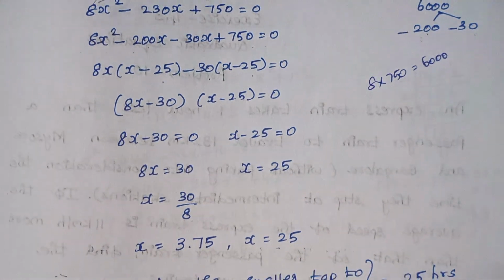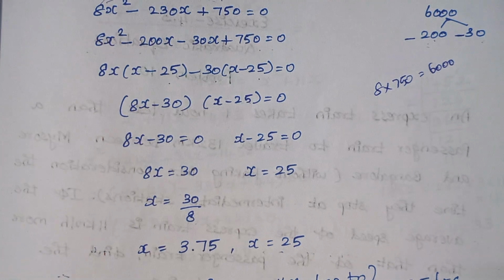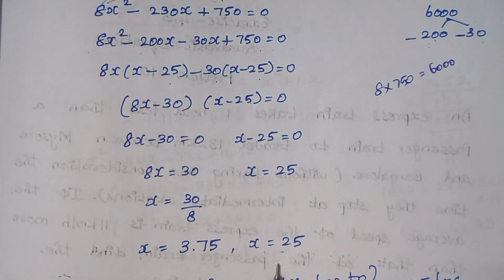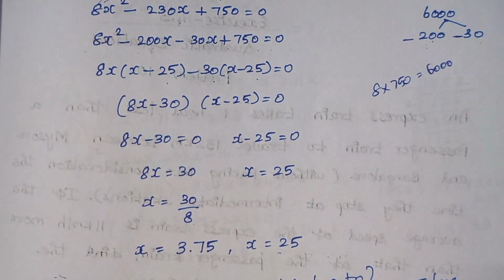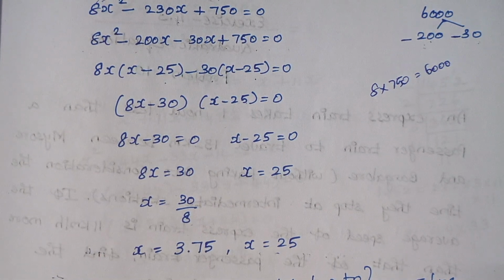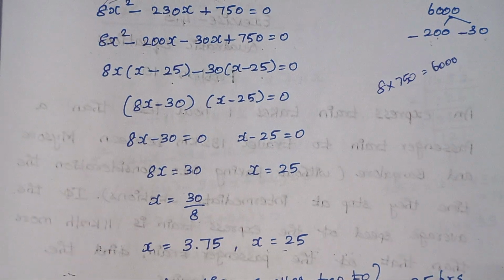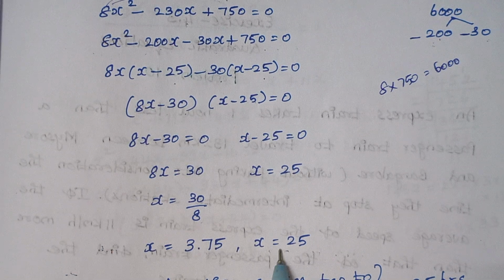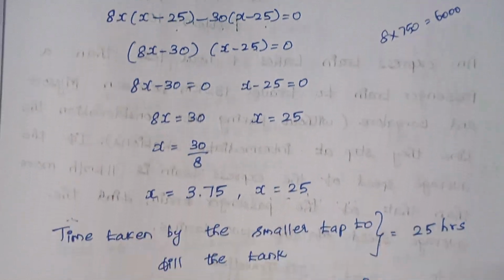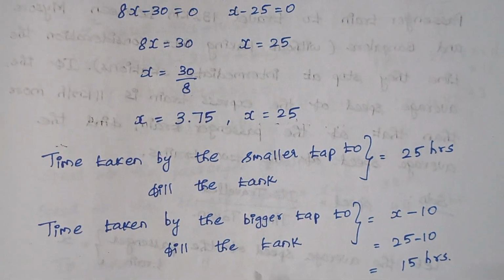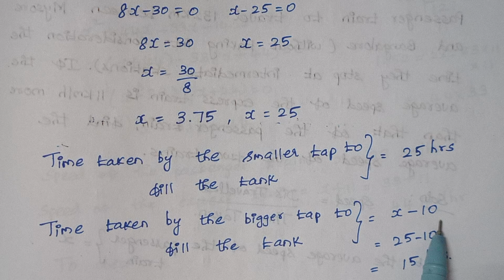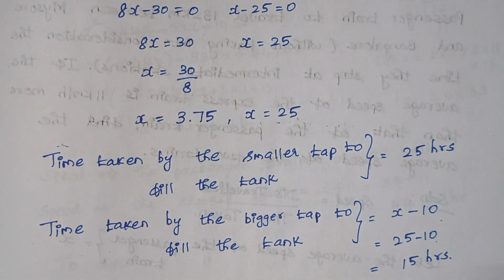So here the value of x is 3.75 and x is equal to 25. So here x is nothing but the time taken by the pipe to fill the tank, right? So here we are proceeding with the whole number, not the number with decimals. So the time taken by the smaller pipe to fill the tank is 25 hours. Therefore the time taken by the bigger tap to fill the tank is x minus 10. Therefore 25 minus 10, which is equal to 15 hours, right?